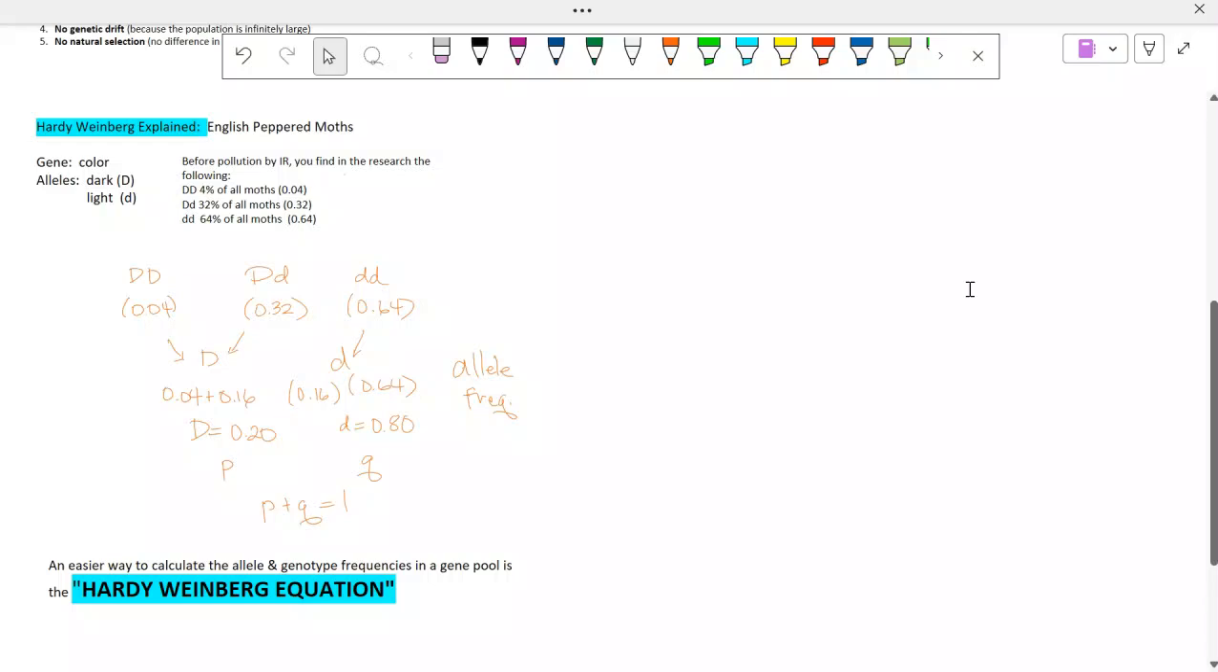Now that we have allele frequency, we can use those values in order to find genotypic frequency. So when we are talking about homozygous dominant, the heterozygous condition, and the homozygous recessive condition, we can use these values to come up with our second equation.